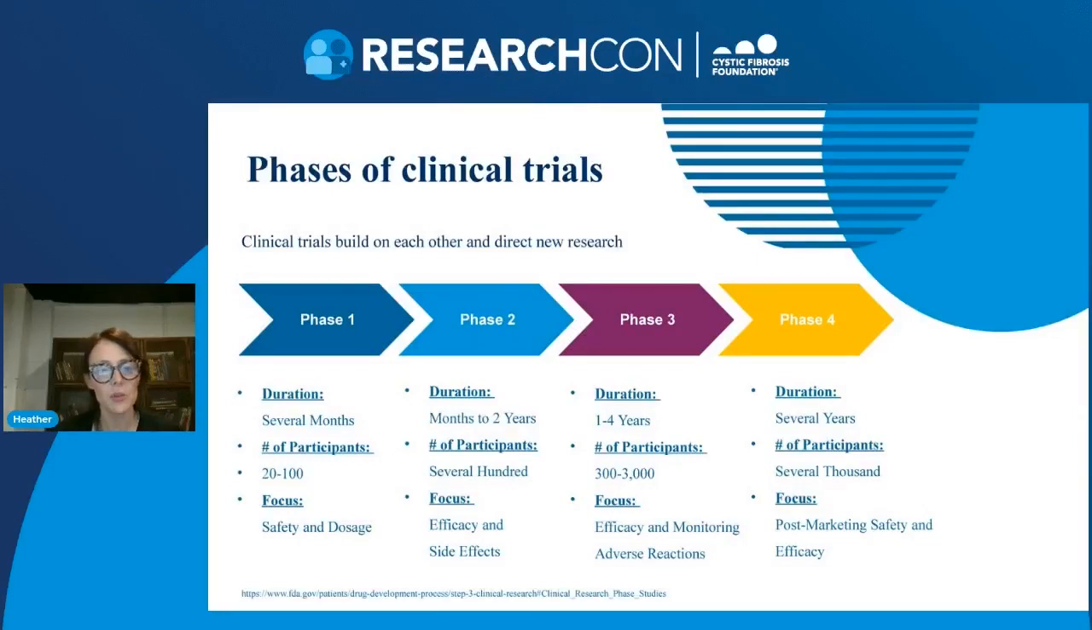And after phase 3 is usually when FDA approval would take place if the study makes it through these different phases. And after FDA approval is when you would see a phase 4 study being conducted, and this is known as post-marketing research. These studies are several years in duration, include thousands of participants, and again, we're focusing on long-term data, safety, and learning more about efficacy and side effects.